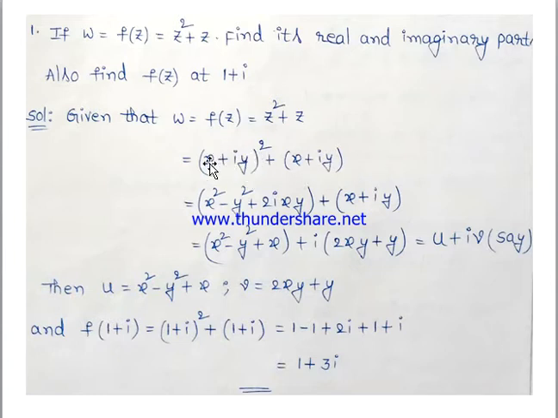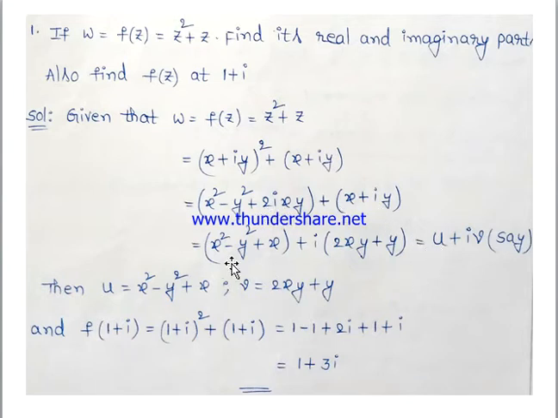So we can expand by using (a+b)² that is (x+iy)². So (iy)² means i²y². i² value is minus 1. So that x² − y² plus the 2ab term is 2ixy, plus x plus iy, that is x² − y² plus x is a real part, and we can separate the real and imaginary parts. x² − y² + x, plus i common, we have 2xy + y.